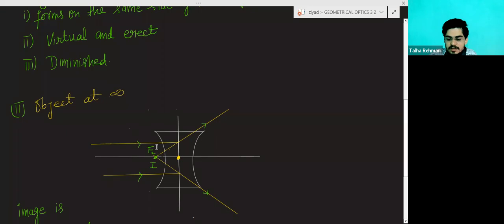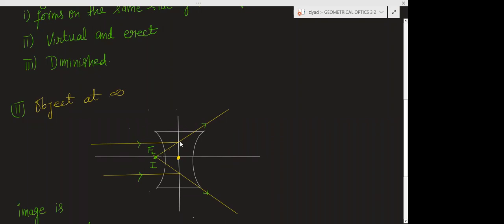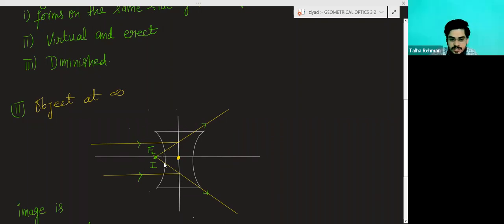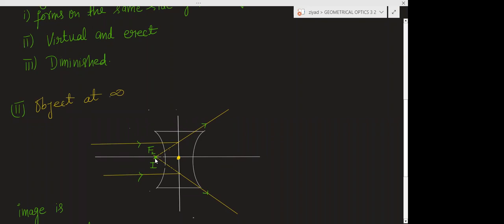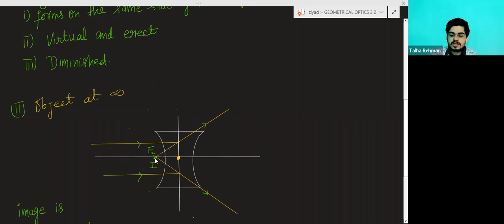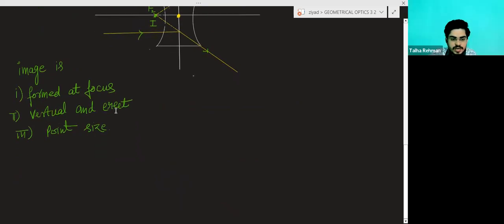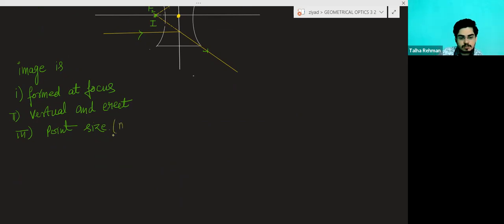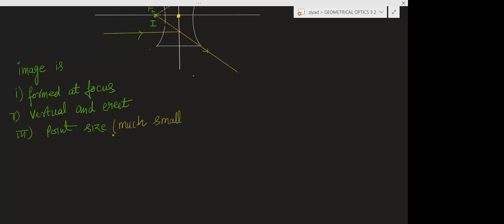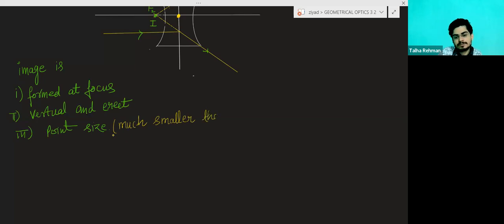And this image will be virtual and erect. Why virtual? Because rays are not actually meeting. These rays are just appearing to meet here at F2. And what is the location of the image? At F2. And what is the size of the image? Very, very smaller than the object. So image is formed at focus. It is virtual and erect, and it is point size. Point size means much smaller than object.